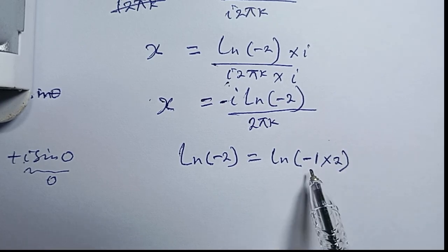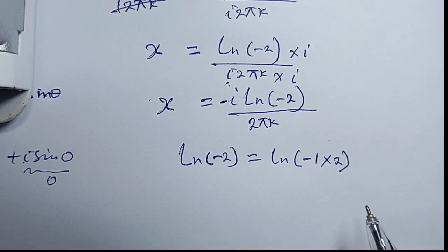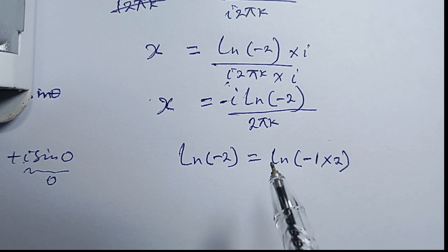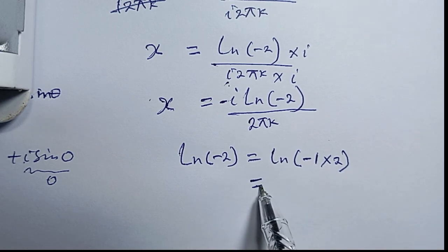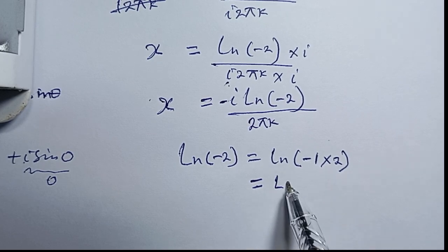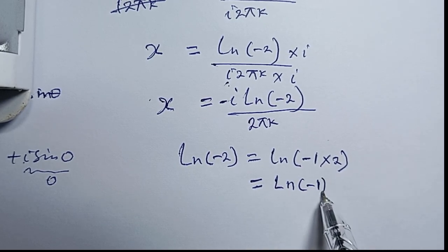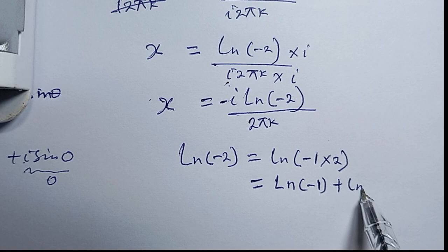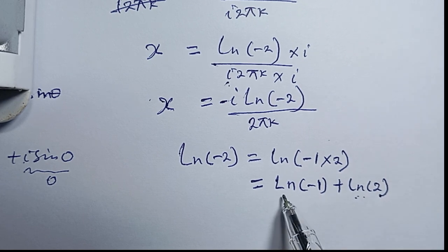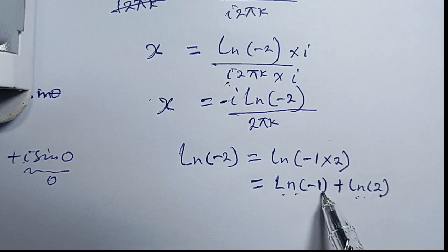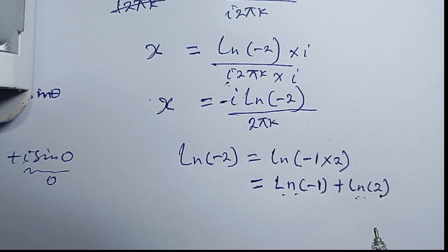Okay, so at this point I am actually going to apply the rule of natural log, where if you have a multiplication you can expand it by summing the terms. So I have the natural log of negative 1, plus the natural log of 2. Okay, so you can see the natural log of 2 is actually going to give you a real number, but then the natural log of negative 1 does not exist.